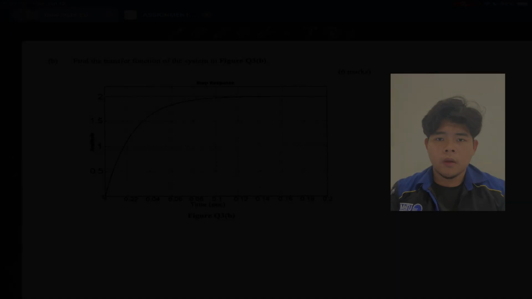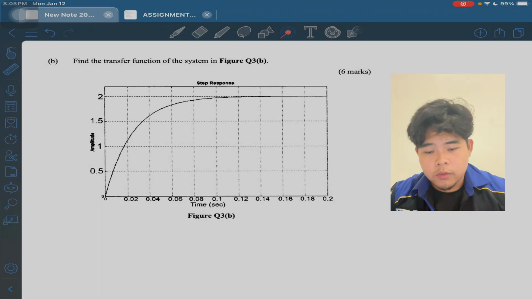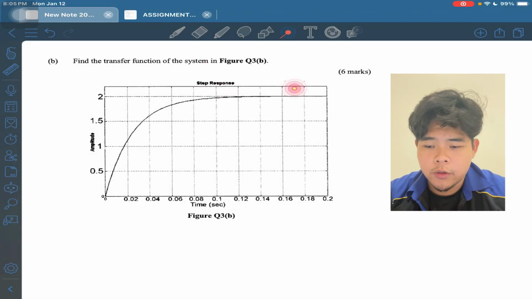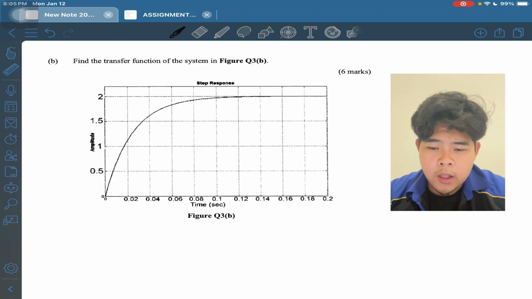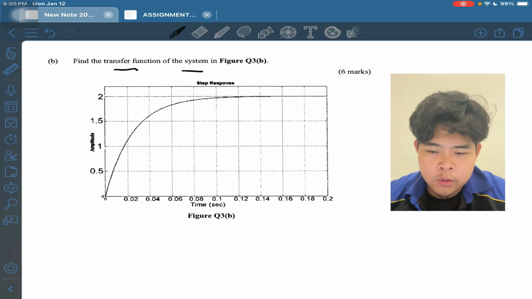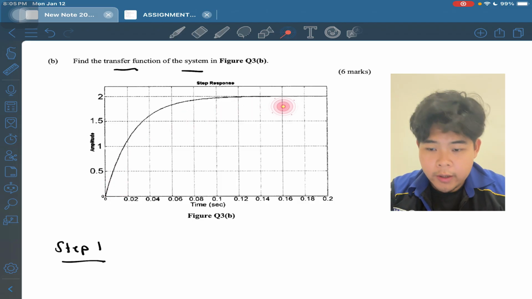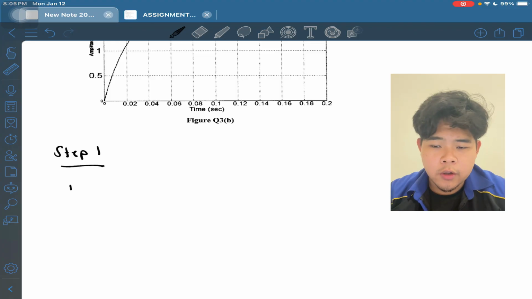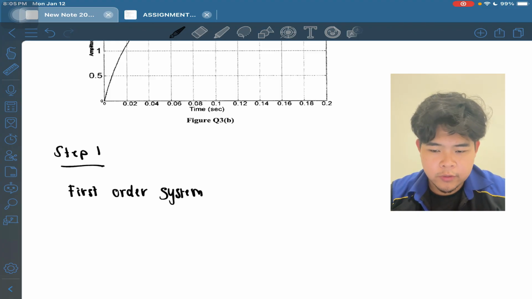And then we're going to be moving on to question B. Okay, so next we are going to move on to question B. So question B, as shown here, there is a graph. So find the transfer function of the system in figure Q3b. So right off the bat, we have to determine what type of system this is. So right off the bat, it is a first order system. Okay, why? Because the curve is smooth with no overshoot, as shown in the picture in the video right now.